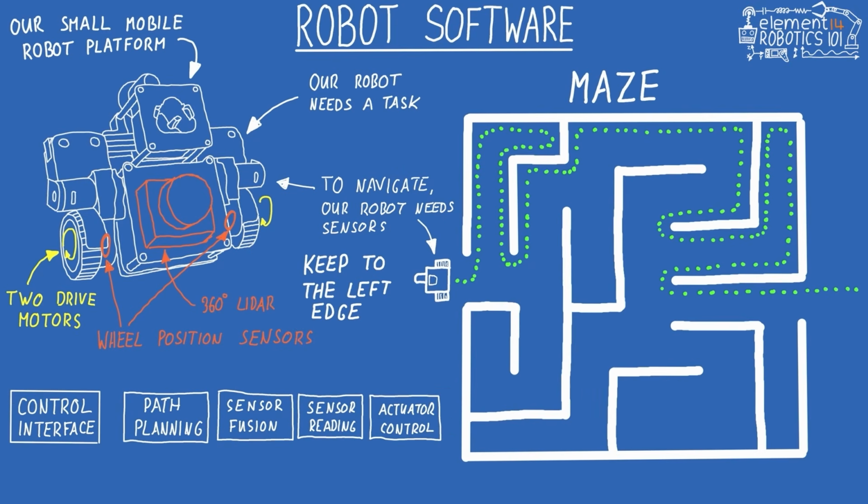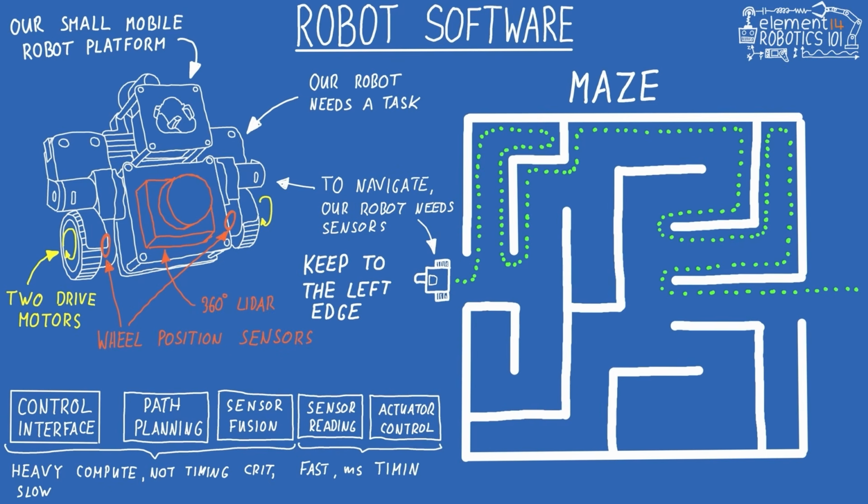These software blocks have vastly different hardware requirements. The higher level tasks, the interface, path finding, and fusion, require heavy computing power. They process a lot of data slowly and are not strictly timing critical. Therefore, we assign them to a single board computer like a Raspberry Pi or an NVIDIA Jetson Nano.